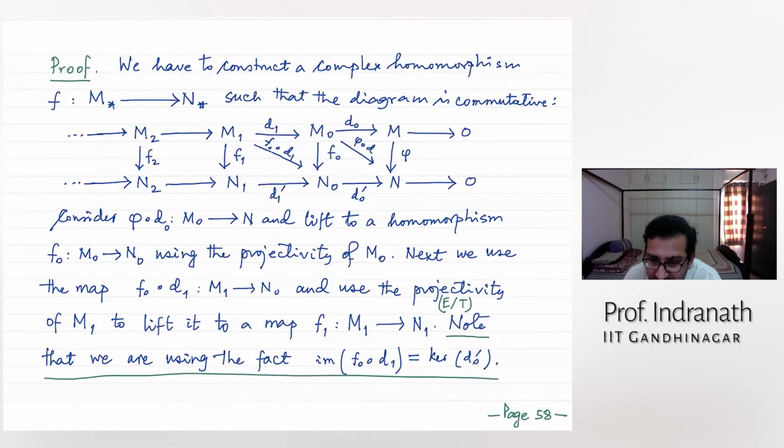You are taking this map M0 to kernel of D0 prime. And then this M1, so here there is N1 to kernel of D0 prime to 0. Just a minute, let me take my pen exactly at the spot. I am replacing this N0 by kernel of D0 prime. So the bottom horizontal arrow will be the exact sequence N1 to kernel of D0 prime to 0. And then I am taking this F naught composed D1 map from M1 to N0 and using projectivity of M1.